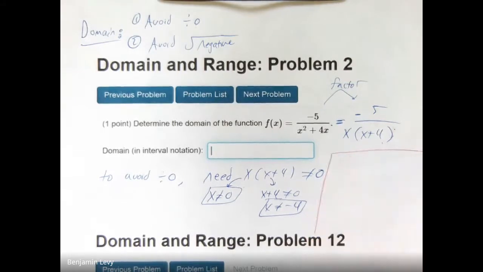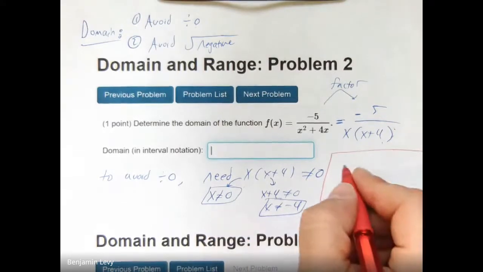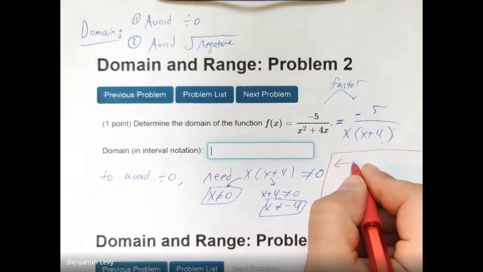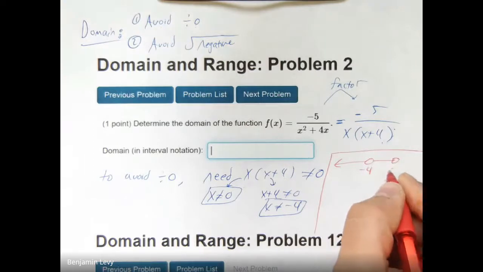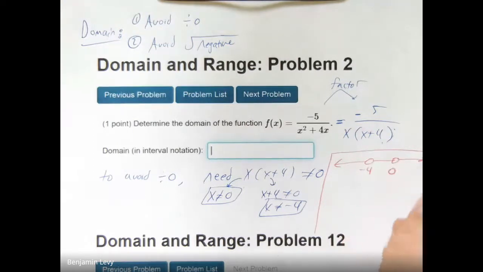So let's see what this looks like. Let's skip over 0 and -4. So here's -infinity. I'm going to skip over -4. And then I'm going to skip over 0. And so it's everything except for those two numbers. And so if we need everything except for those two numbers, there's 3 pieces there.